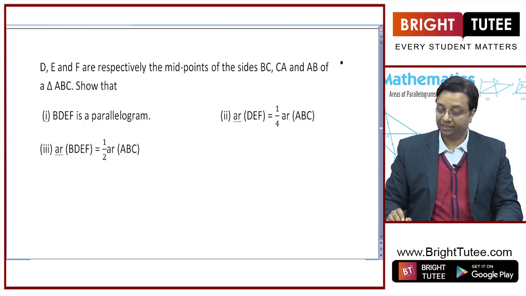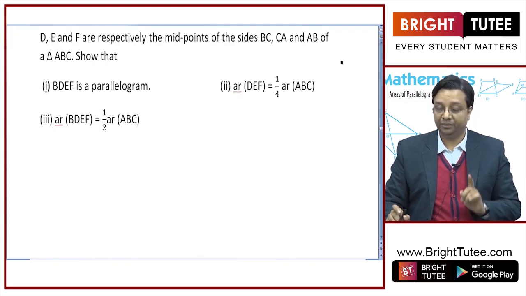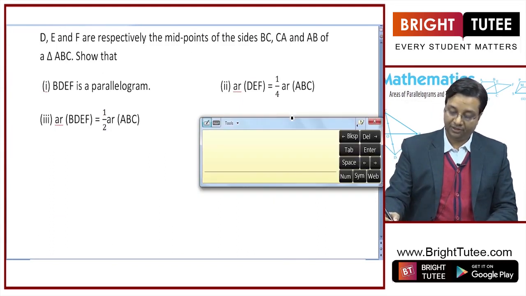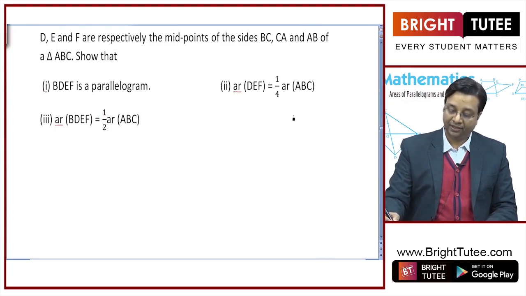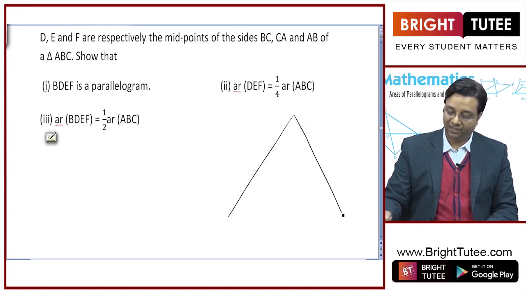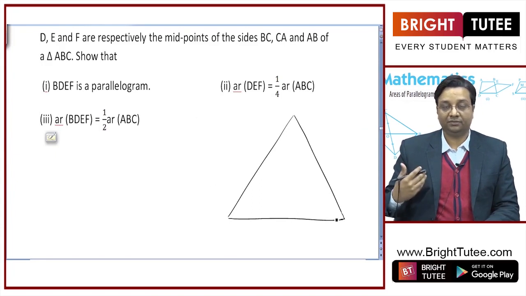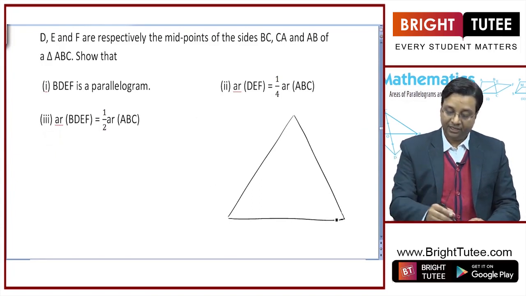Now D, E, F are respectively the midpoints of sides BC, CA and AB of a triangle ABC. So let us first of all draw this triangle and visualize the problem. Then we will write the solution. You can write the solution yourself once you understand the problem, right?